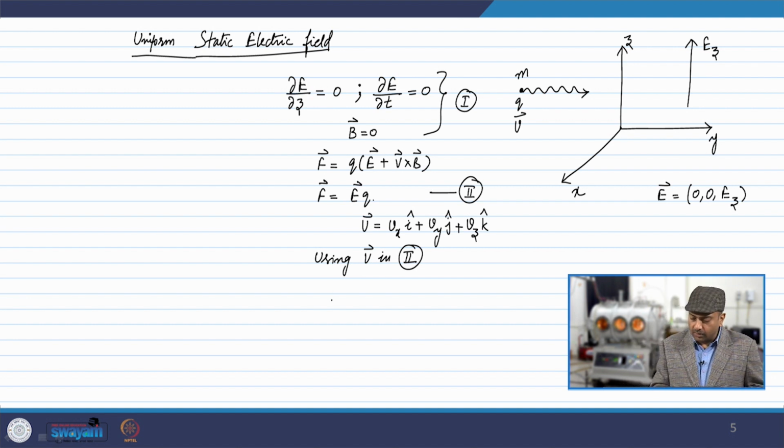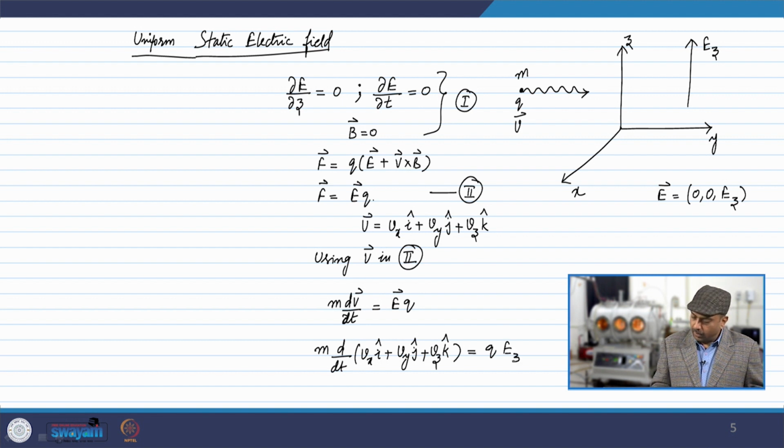But when you write force as m dV by dt, we have Eq, or m d by dt of Vx i cap plus Vy j cap plus Vz k cap is equal to q times Ez. It is a component, right. On the right hand side, Ez is a component. Let us say we call this equation 1, this as 2.